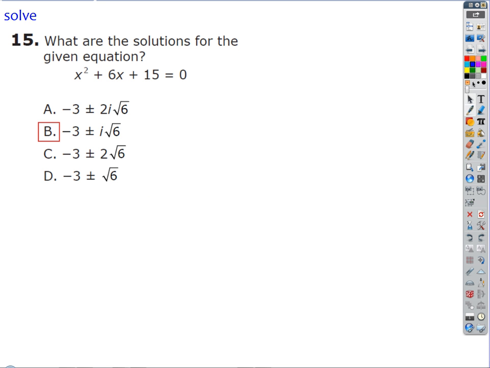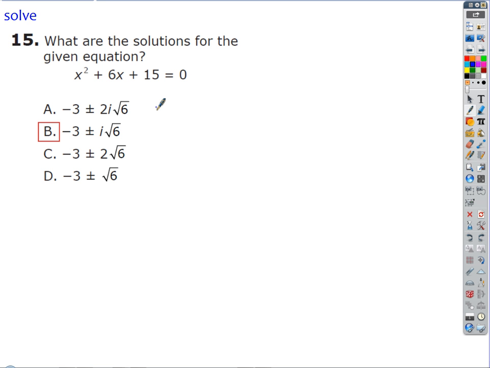Okay, what about this one? Last quadratic. So what about this guy? We could try to find magic numbers, but are there numbers that multiply to positive 15 and add to 6? No dice. Not going to work. So what do we have to do then? Quadratic formula. Okay, so it's in standard form. What's A? What's B? What's C?